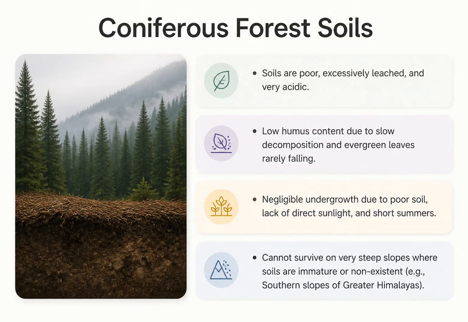Beneath the canopy, the soils of the coniferous forests are quite poor. They are excessively leached and highly acidic. Because the trees are evergreen, they drop very few leaves, and the cold climate means the rate of decomposition is incredibly slow, resulting in low humus content. Consequently, there is almost no undergrowth, a situation worsened by the lack of direct sunlight and the very short summer growing season. While conifers can grow at high elevations, like just below the snowline in the Himalayas, they cannot survive on very steep slopes where soil is immature or non-existent, such as the southern slopes of the Greater Himalayas.